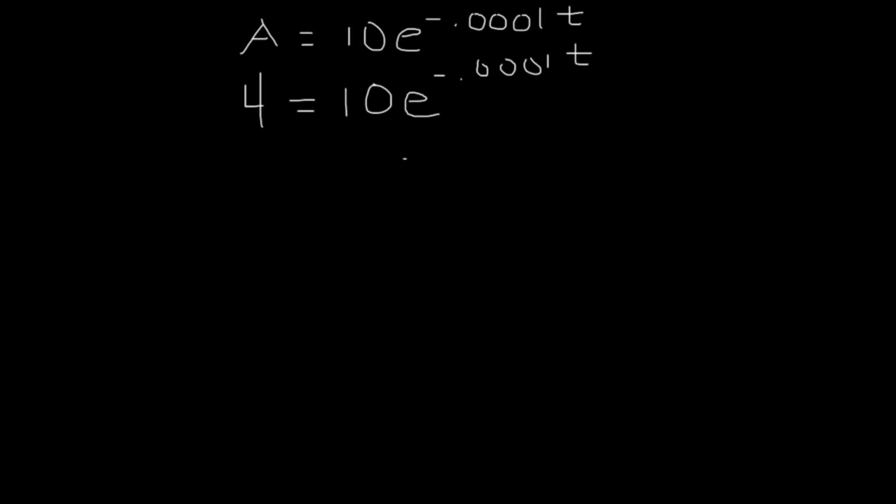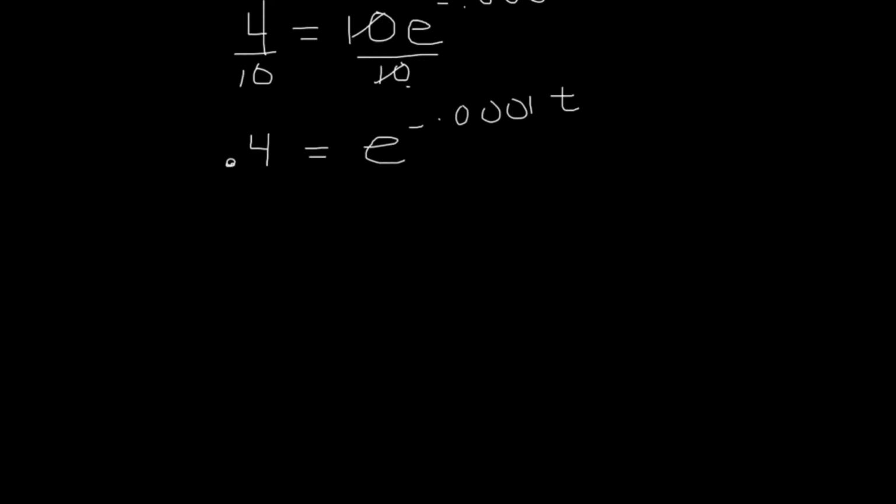So to be able to solve this equation, I need to divide both sides by 10 first. So on the left I have 4/10. We're going to change to decimals now. And on the right I still have E raised to the negative 0.0001 times T for time. And the strategy we're going to take here is we're going to take the natural log of both sides.